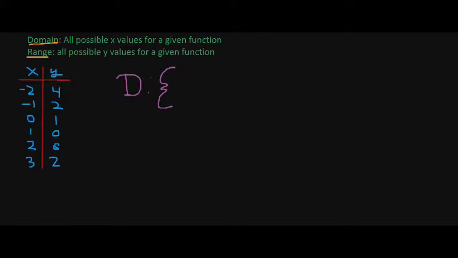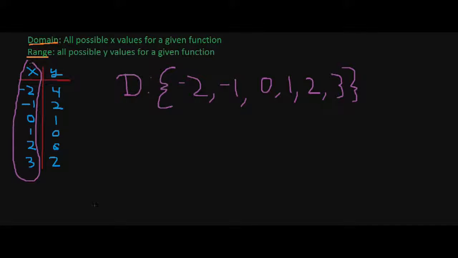So I'm going to start from the very lowest to the very biggest number, and I look here, the lowest x value is -2. So my domain is -2, and then it's -1, 0, 1, 2, and 3. This table only has these x values, -2, -1, 0, 1, 2, 3. Therefore, my domain is just those values. It's just the x values that are in my table.